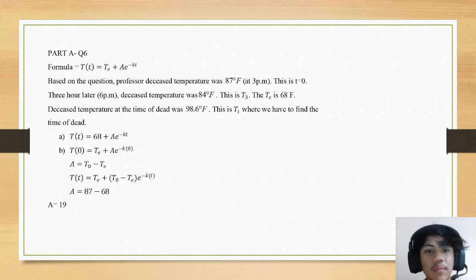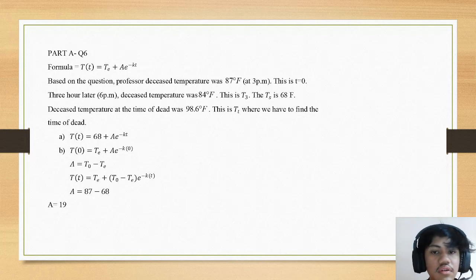Based on the question, the professor's temperature was 87 degrees Fahrenheit at 3 p.m. So this is T equal to 0. 3 hours later at 6 p.m., the temperature was 84 Fahrenheit. This is T equal to 3. The Ts is 68 Fahrenheit.